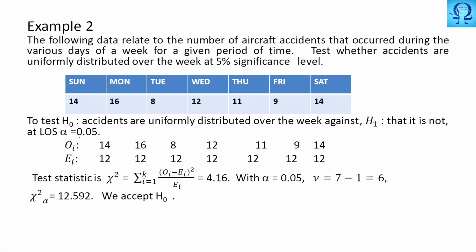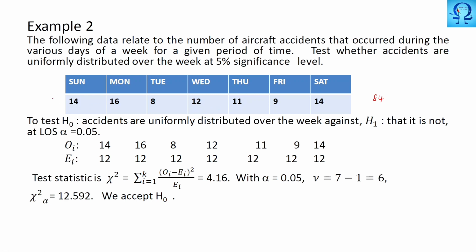And moving to the next problem, we have data relating to the number of aircraft accidents that occur during the various days of the week for a given period of time. Test whether accidents are uniformly distributed over the week at 5% significance level. If you total all these, we get 30, 38, 50, 60, 74, and the total is 84. So there are 84 accidents in a week.